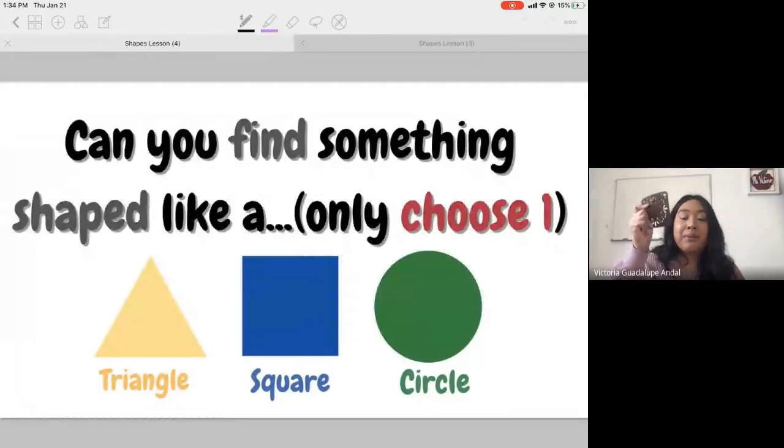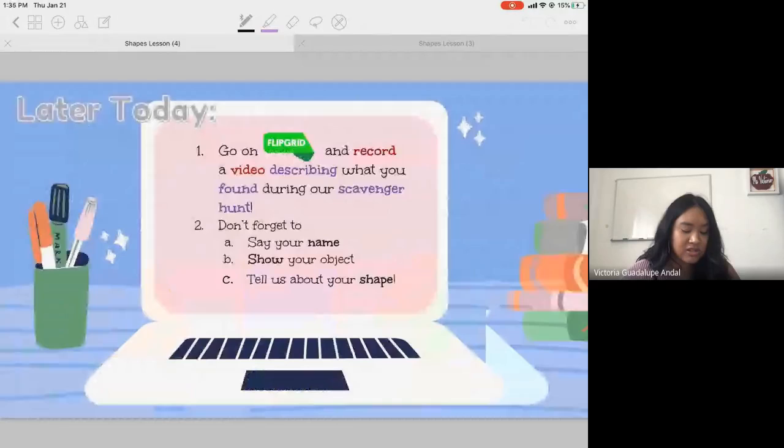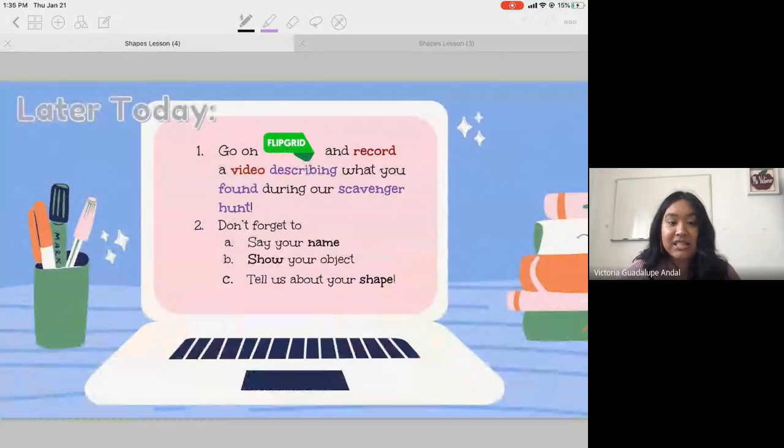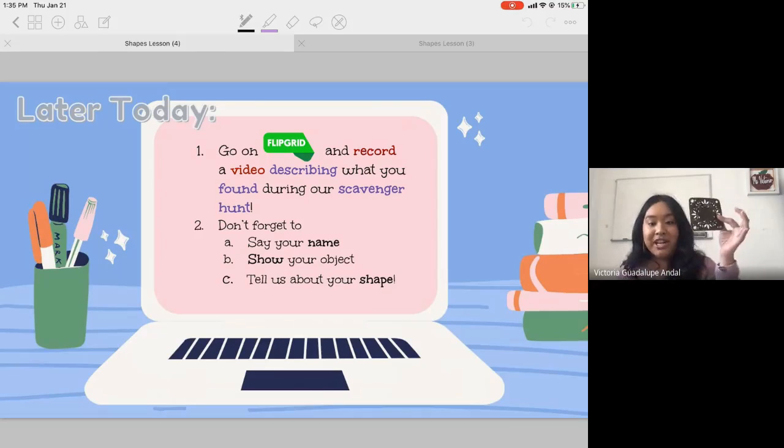Remember, whatever you found, you're going to want to keep it safe with you because you are going to go on Flipgrid later today and record a video describing what you found on our scavenger hunt today, okay? While you're recording, don't forget to say your name, show your object, and tell us about the shape you found, okay?